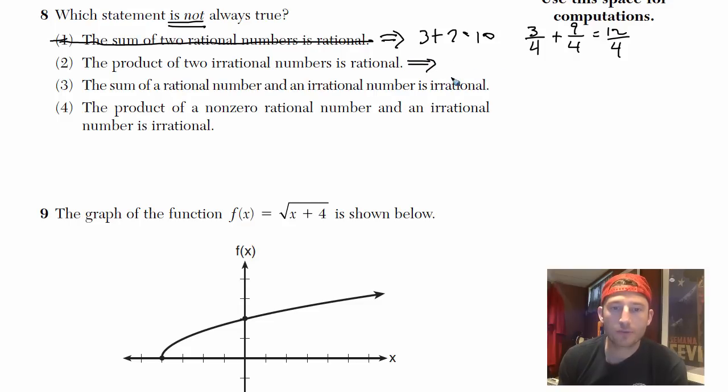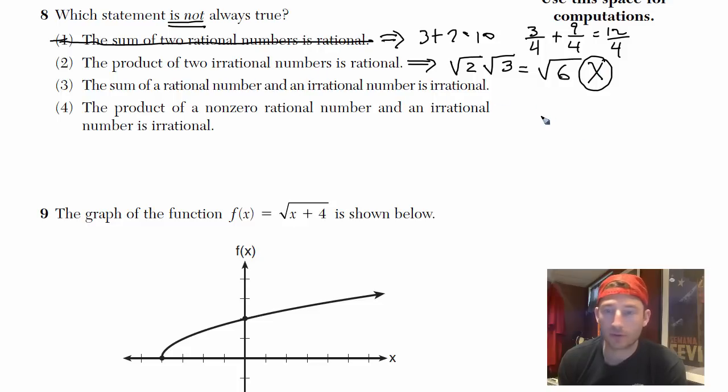The product of 2 irrational numbers. So an irrational number like radical 2, and let's take radical 3. Let's make it easy. What's radical 2 times radical 3? It's going to be radical 6. That's not always rational, right? It can be in certain situations, right? So this is a case where the statement is false. So that's an answer we're looking for.